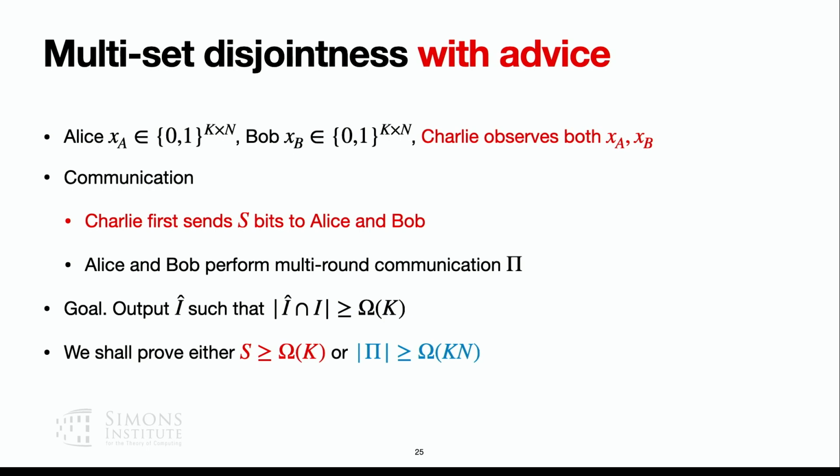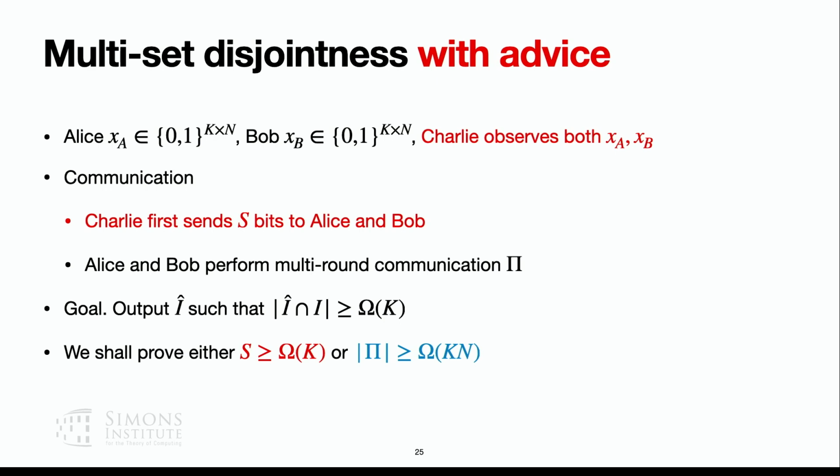Okay? And I will prove a lower bound for this communication problem. The lower bound says either s is greater than omega k, that is, the first round message sent by Charlie is greater than omega k, or the transcript in the second stage, like the transcript between Alice and Bob, is at least K times capital N. So this bound is sharp.